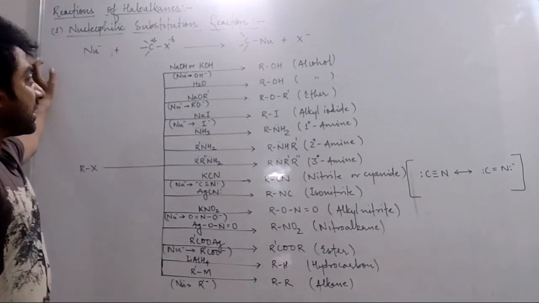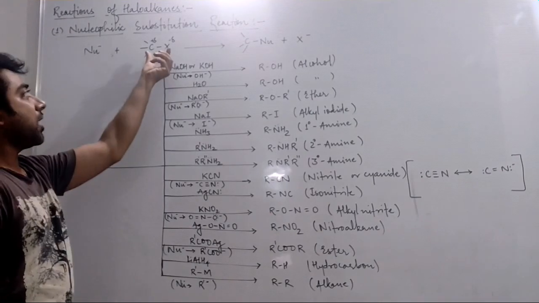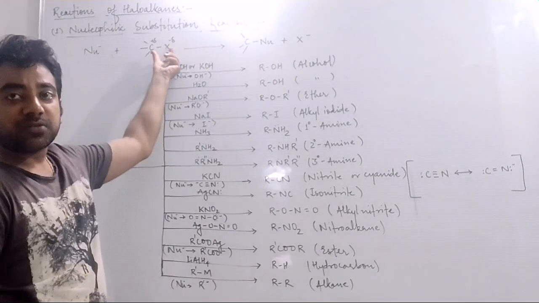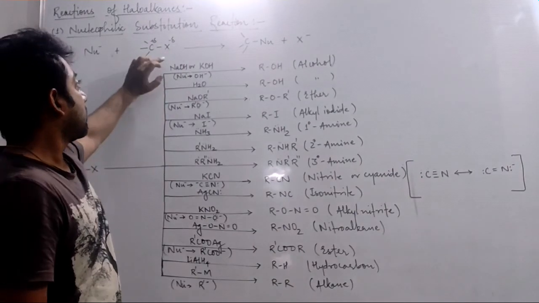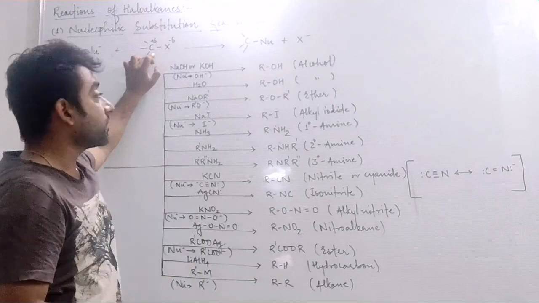In nucleophilic substitution reaction, you can see that the carbon-halogen bond is polar in nature, where the halogen is partially negative charged and the carbon is partially positive charged.